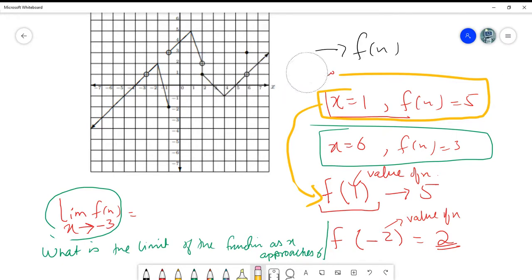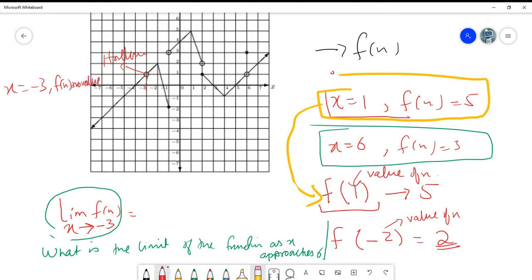Now, I've been given a value of x which is minus 3. If I look at the value of x as minus 3 on the graph, there's nothing that y has. So when x is minus 3, there's nothing on y because the graph is hollow here. So when x is minus 3 exactly, f of x has no value.